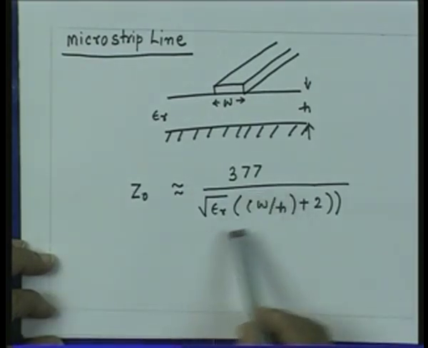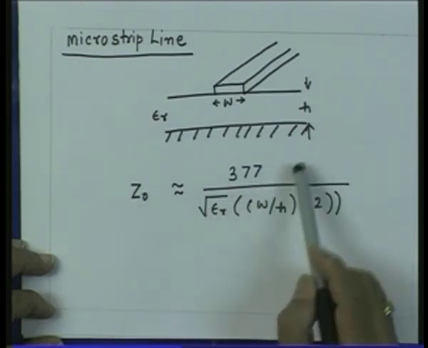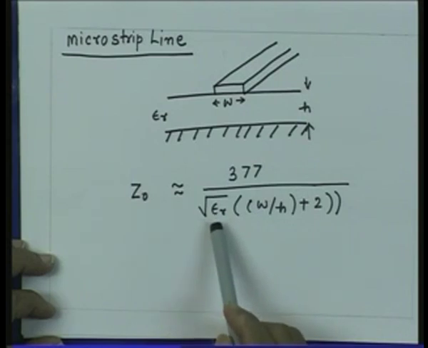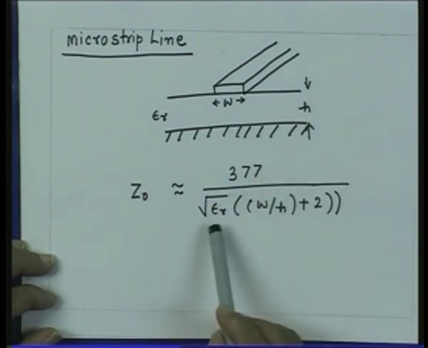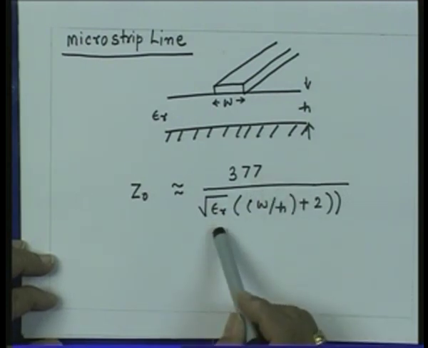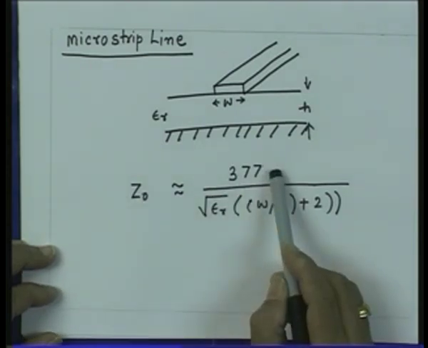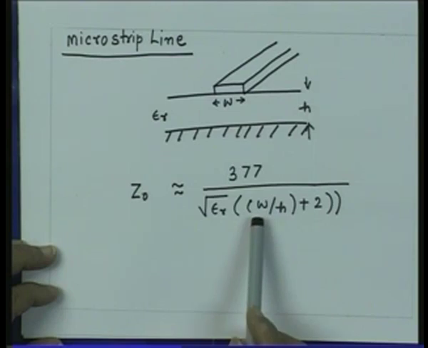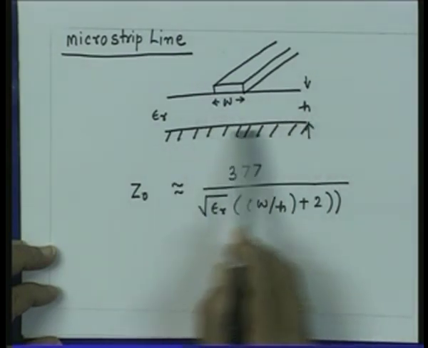So, as we can see from here, you can realize a wide range of characteristic impedances, because if I use a high dielectric constant I can realize the low characteristic impedance. However, if I take a dielectric material whose dielectric constant is small, then the characteristic impedance can be increased. Also, by changing the ratio of W by H, the impedance can be varied by a large amount.